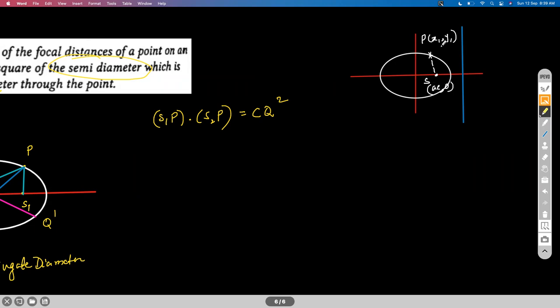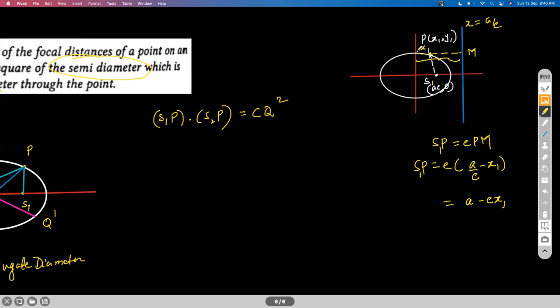Now please note that this distance SP is E times PM. Okay. And this equation is X equal to A by E. So SP will be E times PM. Okay. Now here to here it is X1. And this whole thing is A by E. So it is A by E minus X1. So when you multiply, it becomes A minus E X1. And also note that, let me call it S1 for the time being.